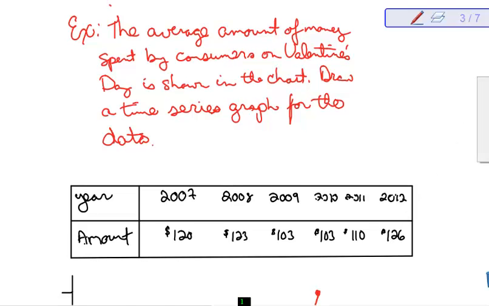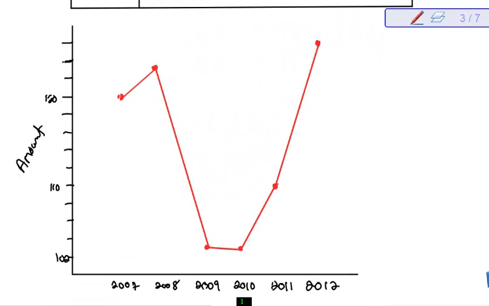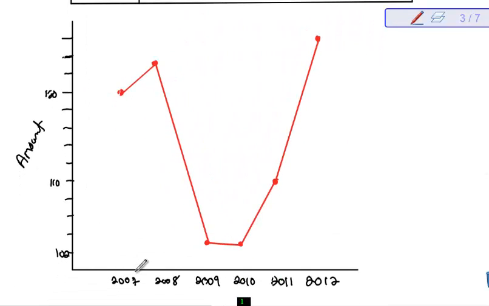So let's see what the graph looks like. Notice my dates, my years, are along the x-axis, and they go in order. So 2007, 2008, 2009, 2010, 11, and 12. And then the amount that I spent goes along the y-axis. And I've counted by twos. I start out at 102, and then 4, 6, 8, 110, and all the way up.